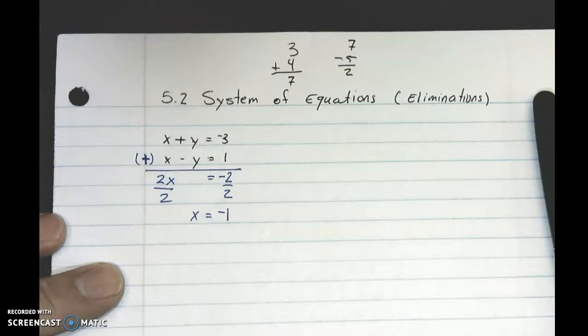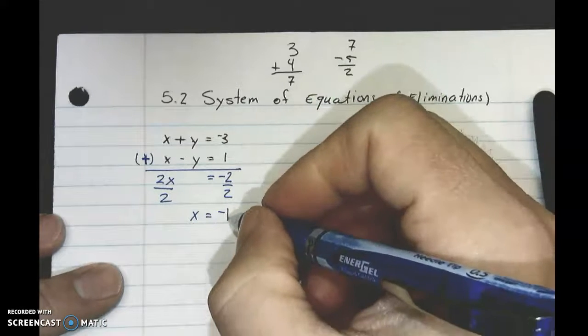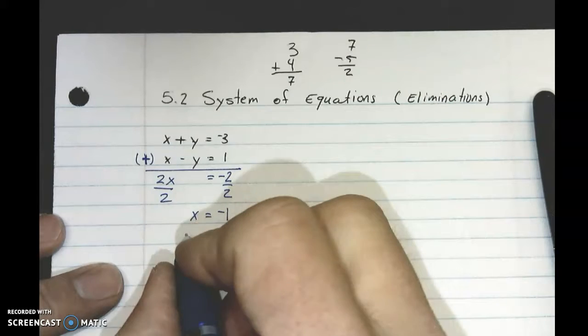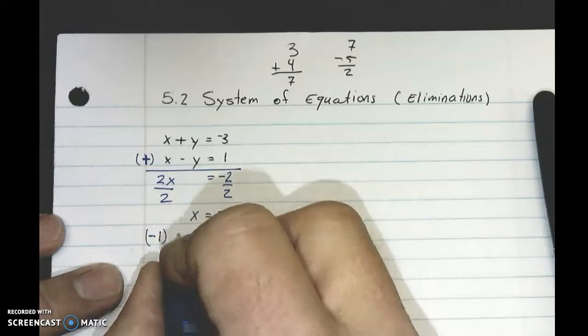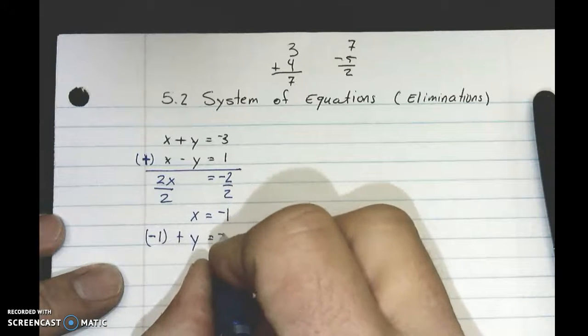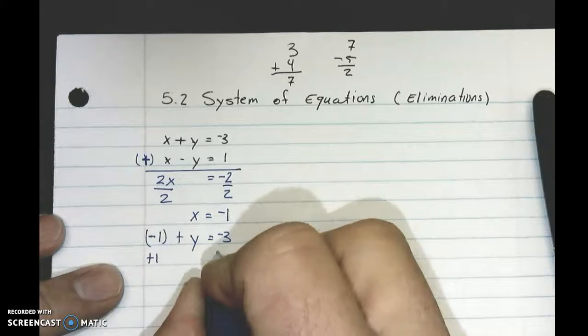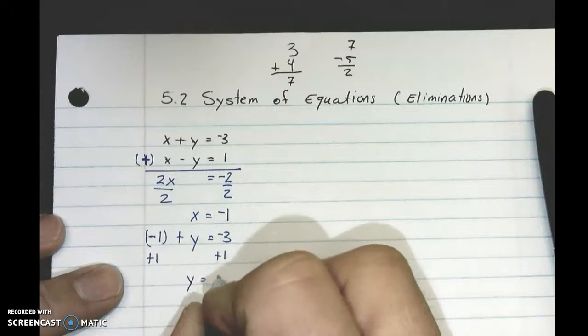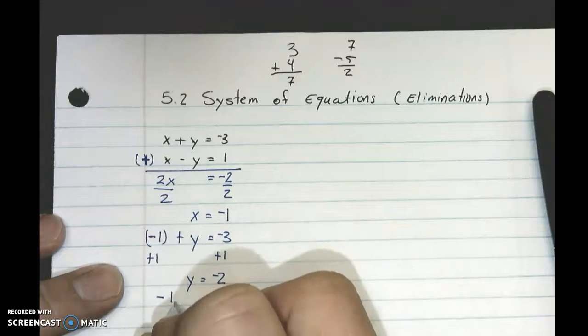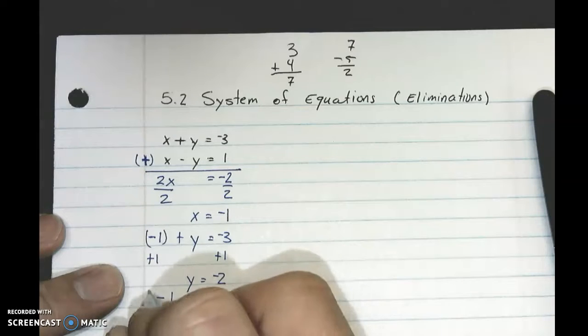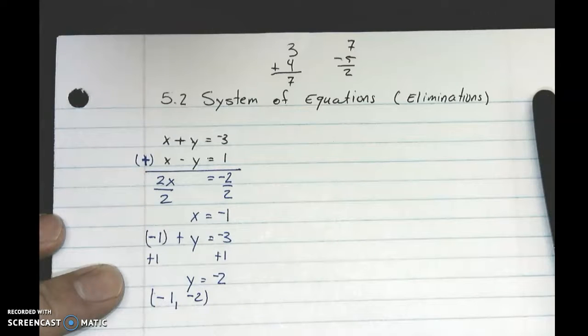And then going back to what I've done before, I'm just going to substitute that in. So I'm just going to do that in the first one. And then I add 1. So then y is equal to negative 2. So then my answer, again, I need to make sure is in my ordered pair.